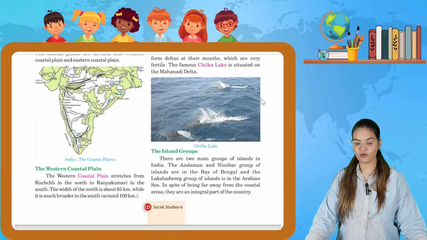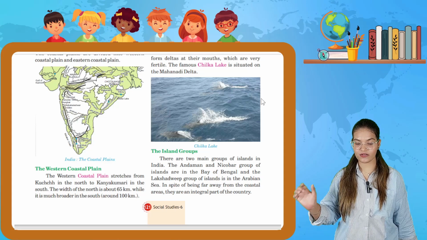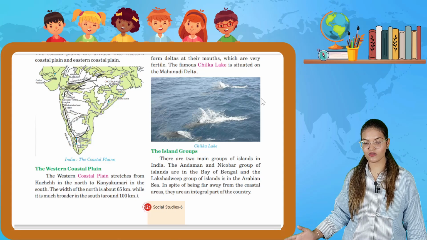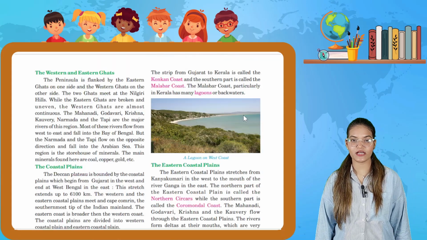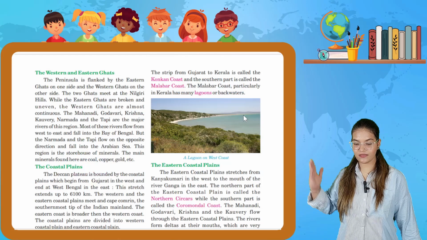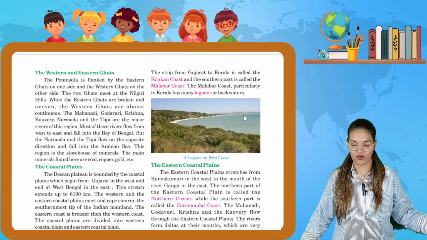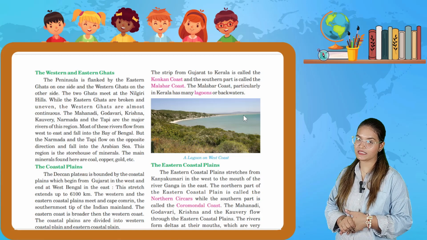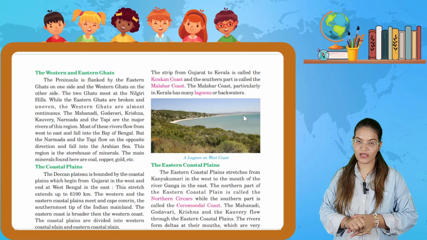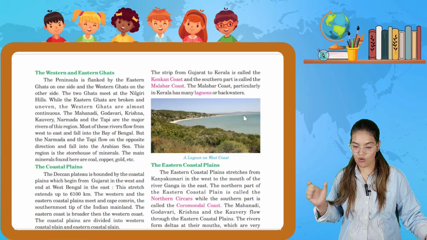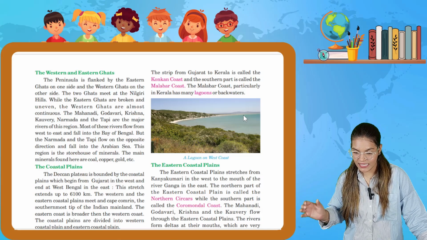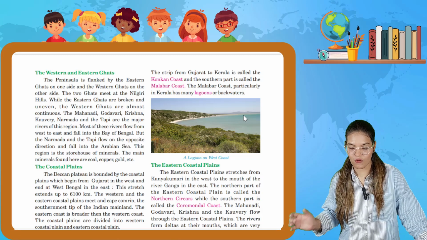The strip from Gujarat to Kerala is called the Konkan coast, and the southern part is called the Malabar coast. The Malabar coast, particularly in Kerala, has many lagoons or backwaters.